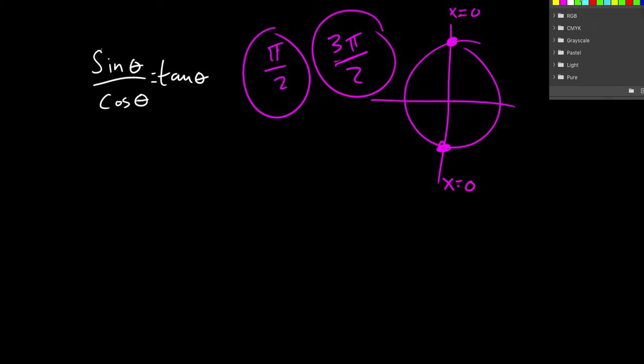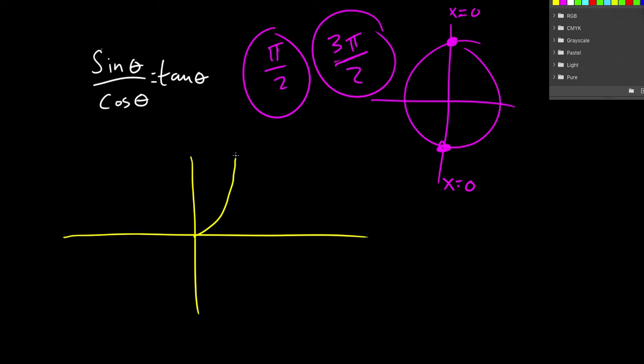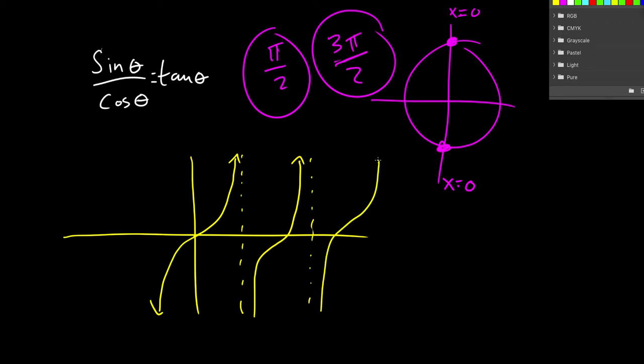So when we draw our tangent, we know we're going to have a vertical asymptote at those two places. And tangent looks kind of strange. It looks like this, and then there's a vertical asymptote, and then we go like that again, and it just keeps repeating. And the period is actually only pi. For sine and cosine, the period is 2 pi, but for tangent, it's only pi. The first asymptote is at pi halves, right here is 3 pi halves, etc.